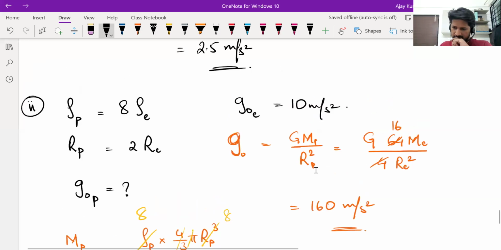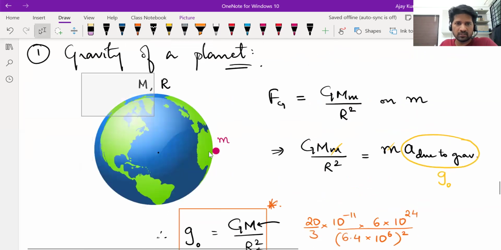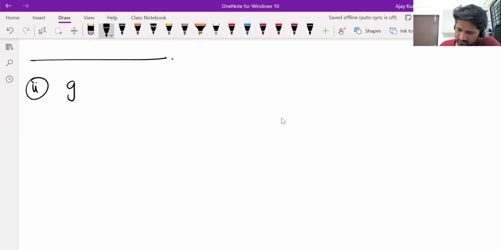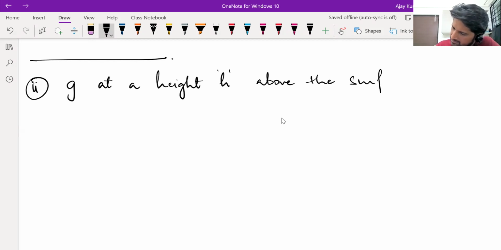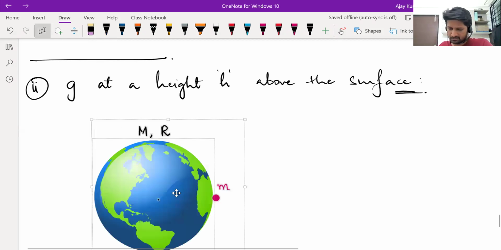So exactly on the surface of a planet, this is how you calculate acceleration due to gravity. But what if we move higher above the planet or deeper into the planet? Let's see. So second case: acceleration due to gravity at a height h above the surface of a planet. Okay, so this h is from the surface, not from the center.